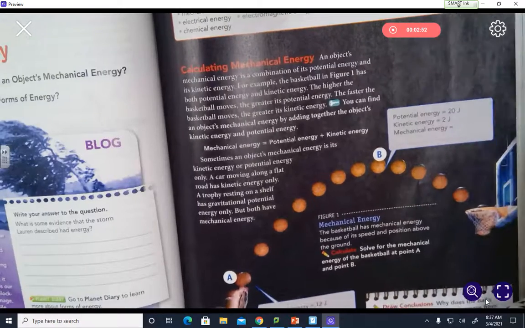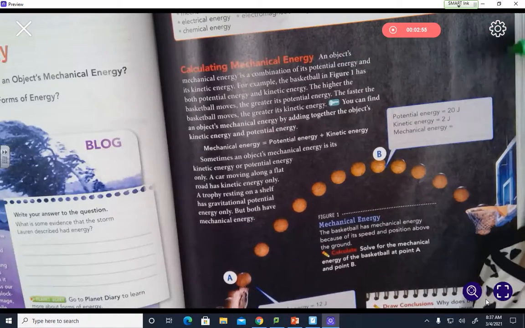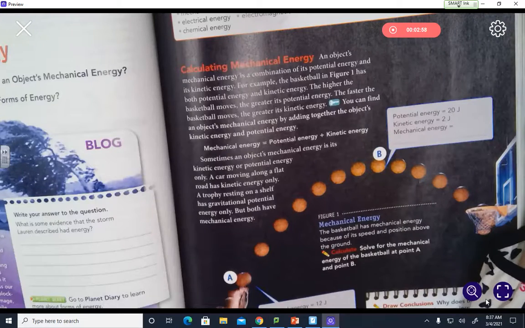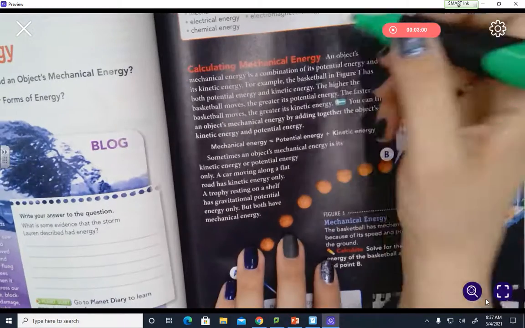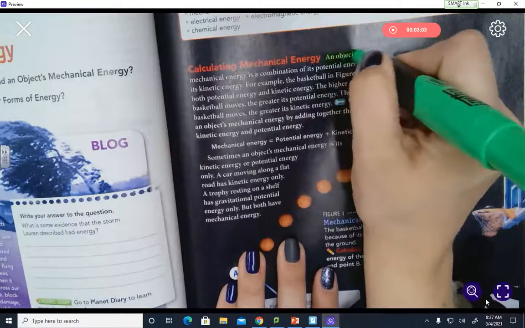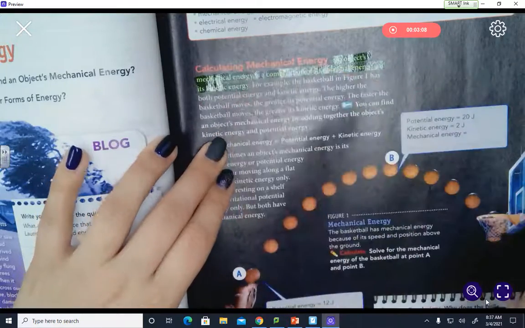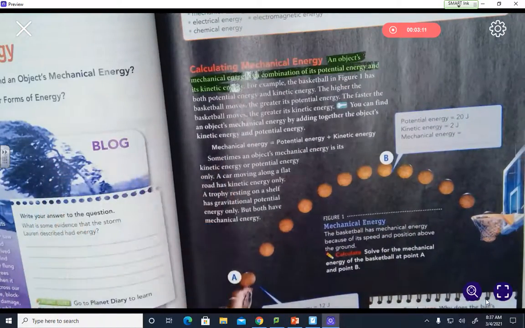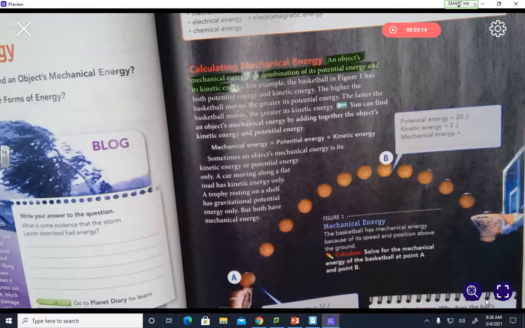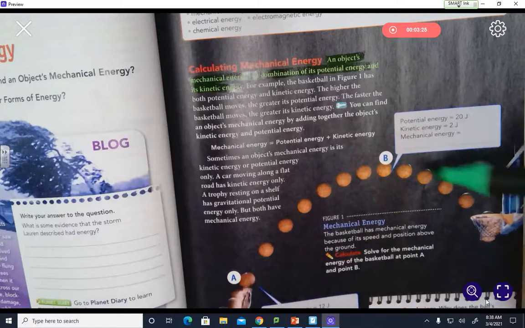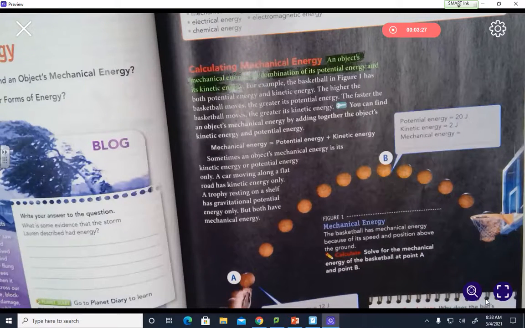We're going to talk about how to calculate that. So calculating mechanical energy. An object's mechanical energy is a combination of potential and kinetic. Highlight that. This is kind of hard to see, so it's almost like you're coloring in the letters. For example, the basketball in figure 1 has both potential and kinetic energy. The higher the basketball moves, the greater the potential energy, because remember, it has that gravitational potential energy. The faster the basketball moves, the greater the kinetic energy.